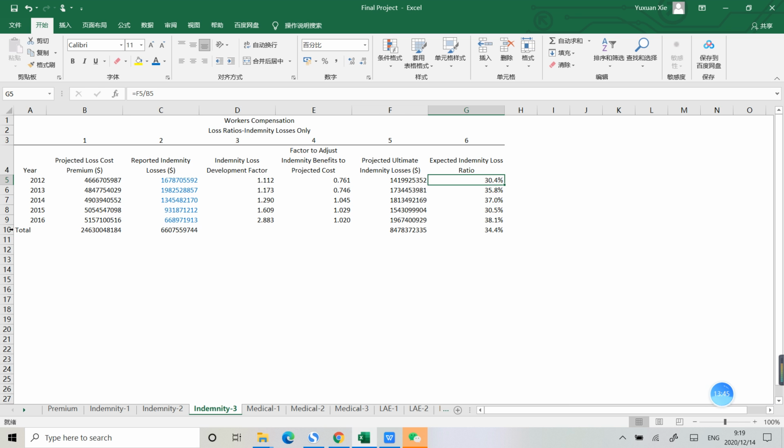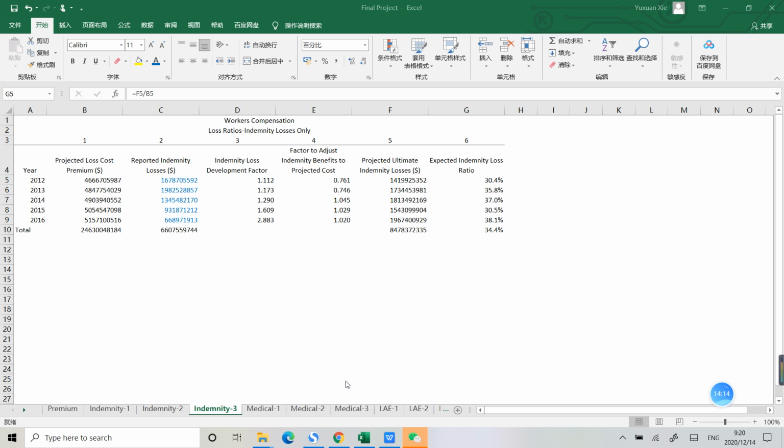And the last row is the total amount. So we can see the total amount of projected loss cost premium, reported indemnity losses, projected ultimate indemnity losses, and expected indemnity loss ratio. The last row of expected indemnity loss ratio is the average number of all the loss ratios.